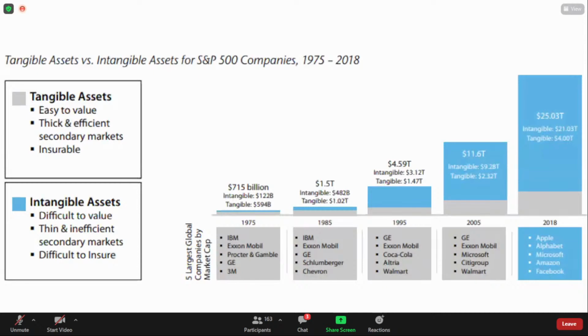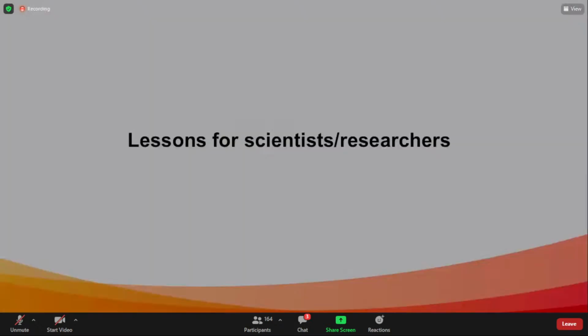You will notice in 1975, the 5 largest global companies by market cap were IBM, ExxonMobil, Procter & Gamble, GE, and 3M. And it was largely tangible assets that they were talking about. But look at what has happened today. In 2018, it's primarily intangible assets, and the whole list of 5 has changed. It's Apple, Alphabet, Microsoft, Amazon, Facebook. And that is the way it's going to happen in India as well over a period of time. So I think it's important that we understand this and contribute to building these kinds of productive assets for the economy and value creation over a period of time.